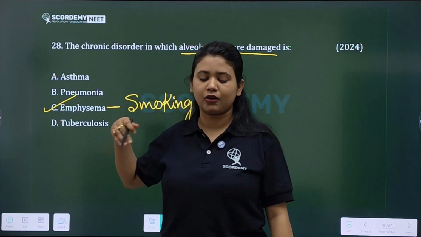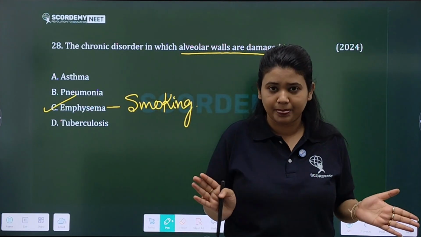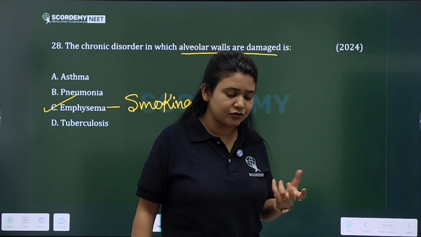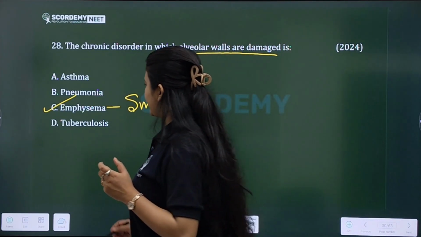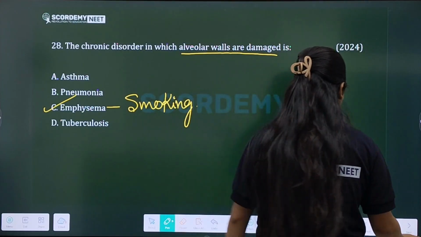Asthma we already saw what asthma is. Asthma is your allergic reaction, so your conducting part, bronchi and bronchioles, get inflamed due to infection, and allergens trigger it. The rest, tuberculosis and pneumonia, we need not go into now. Okay, that is fine.